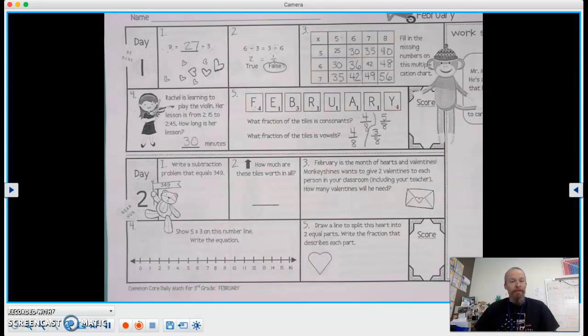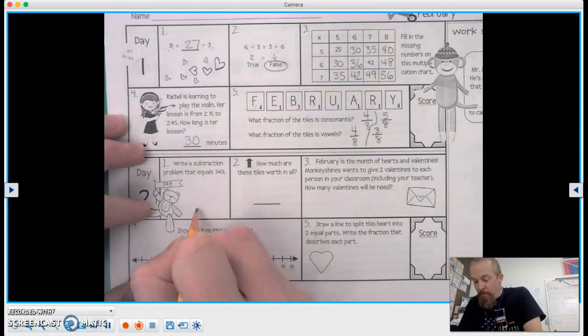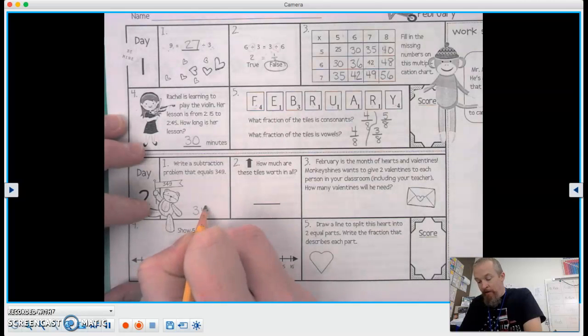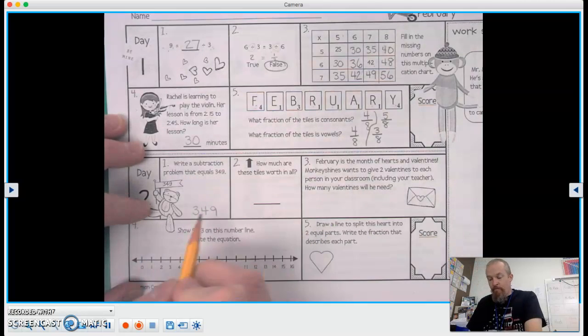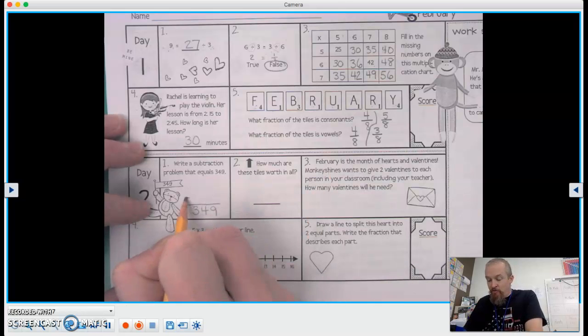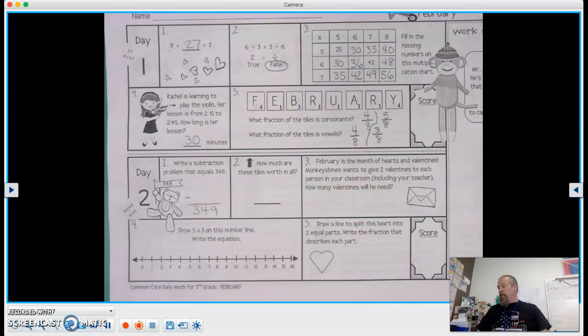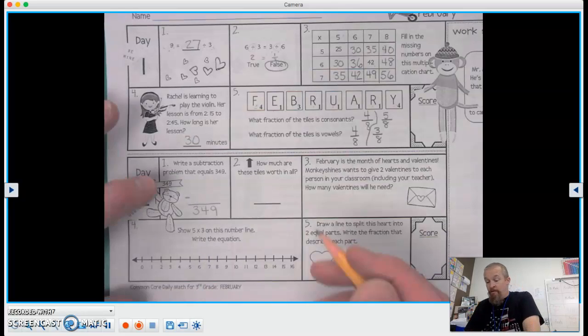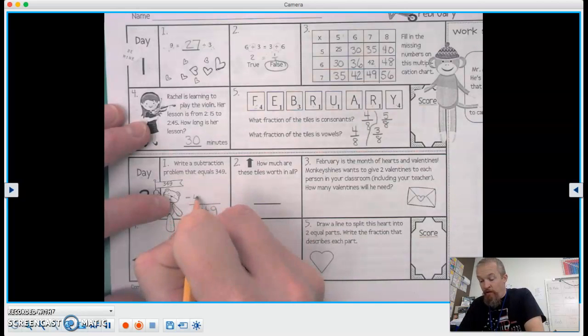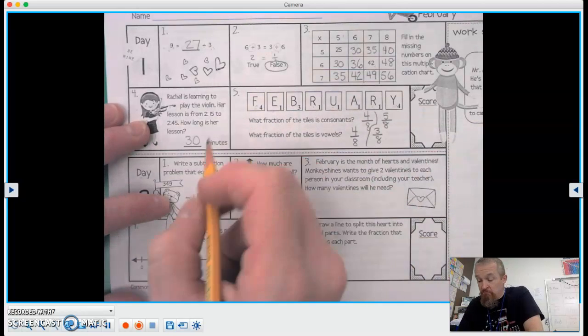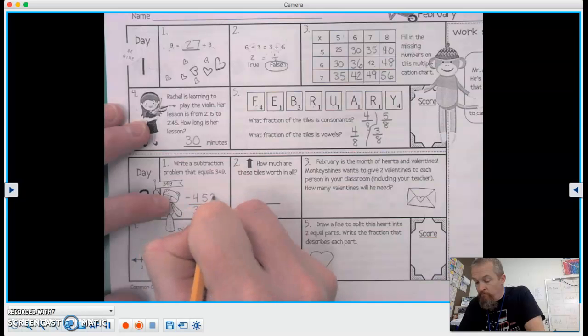All right, number 1 says, write a subtraction problem that equals 349. Okay, I'm going to put my 349 on the bottom then, right? And there's my equal sign. Here's my subtraction. We can just pick a 3-digit number out. Okay, let's go 452. Sound good to you?